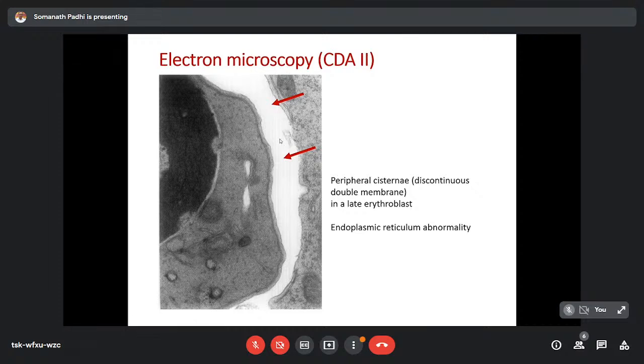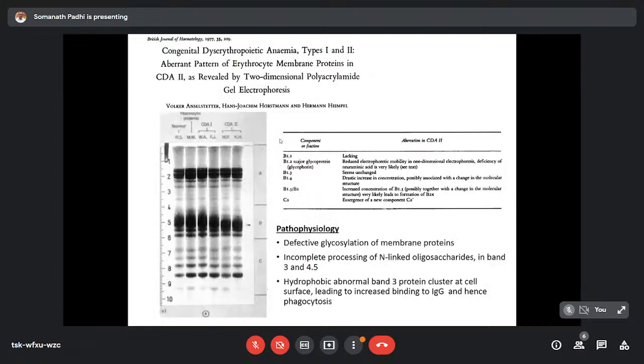So because of this, the RBC membranes in CDA type 2 can be considered as a type of membrane defect like hereditary spherocytosis conditions. There is an interesting article published in the British Journal of Haematology in 1977, in which the authors wanted to differentiate between congenital dyserythropoietic anemia type 1 and type 2 on the basis of the aberrant pattern of erythrocyte membrane protein migration in SDS polyacrylamide gel electrophoresis.